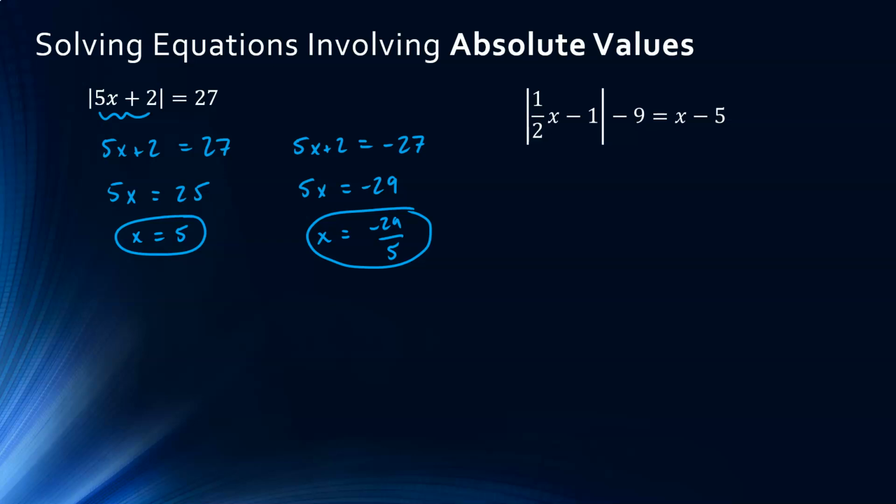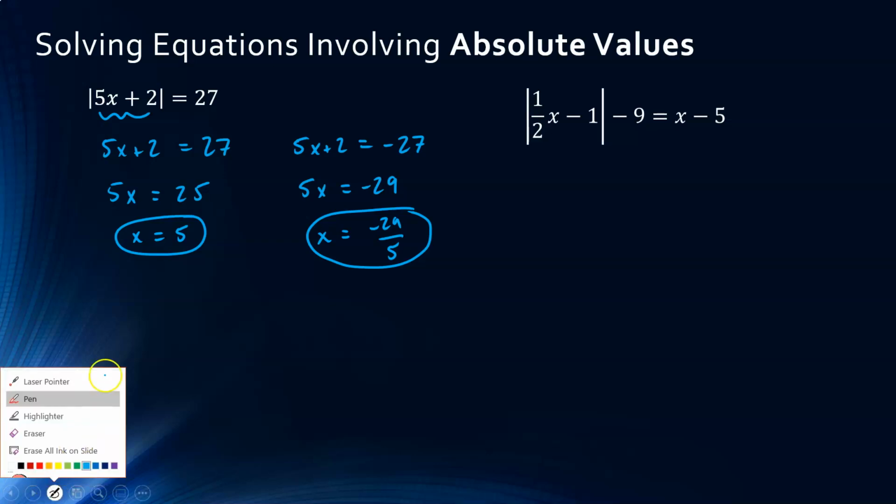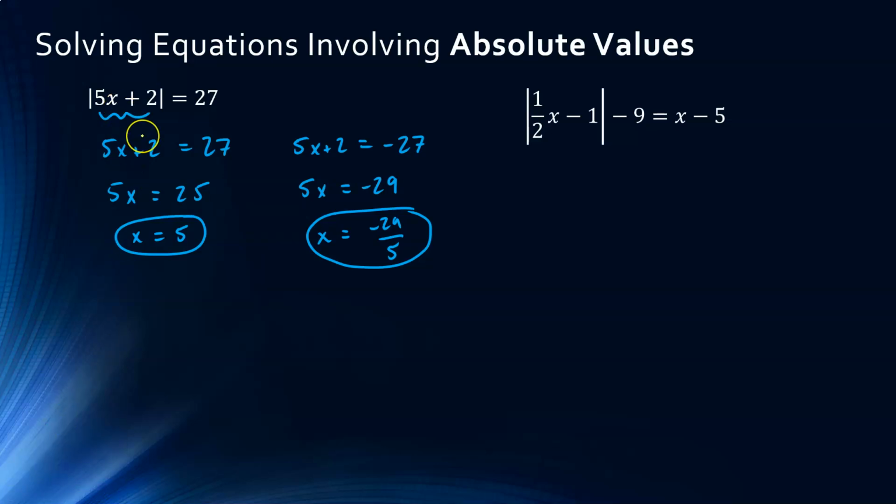But we got to check both of them because I know I didn't make a mistake here, but I need to check to see: do these both simplify to be the absolute value of 27? So let's try the first one. In the first one, if I put 5 in there for x, 5 times 5 is 25. 25 plus 2 is 27. Sure enough, the absolute value of 27 is 27. So that one checks off.